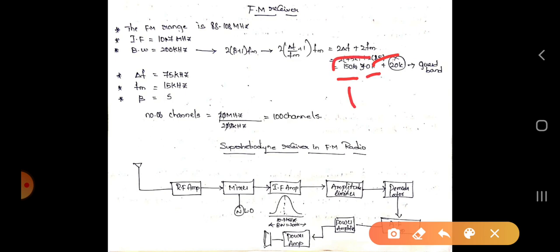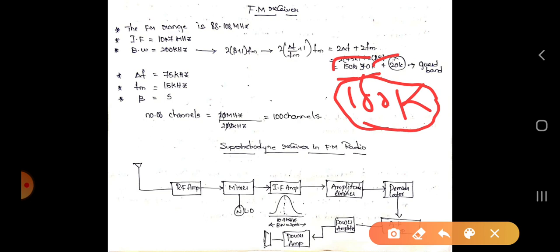After addition, we get 180 kilohertz as the useful bandwidth, but we are considering the bandwidth as 200 kilohertz. The remaining 20 kilohertz is the guard band. You know the need for the guard band: we don't have ideal filters at the output to separate the channels, or to eliminate other channels from the channel you require, so we use the guard band.